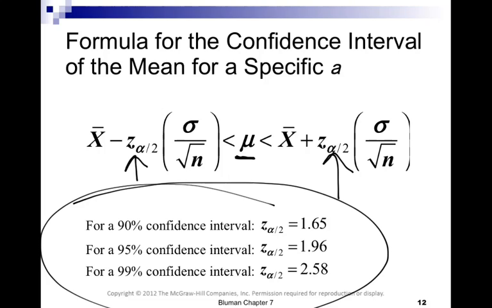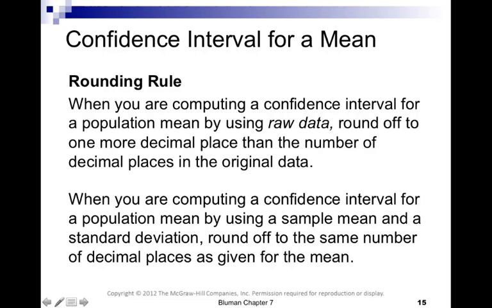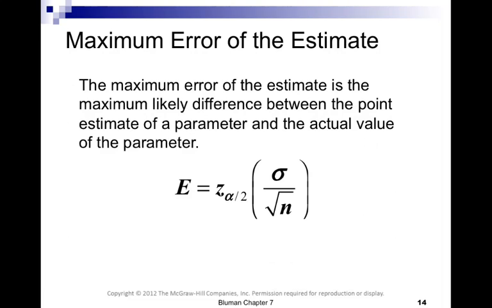So let's go on. I think I have to exit the drawing mode. The maximum error of the estimate. Maximum error of the estimate is the maximum likely difference between the point estimate of a parameter and the actual value of the parameter. So the maximum error of the estimate is the E.